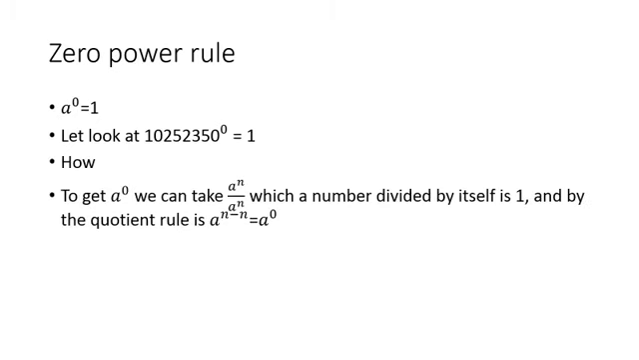Now how? This is one of those examples where knowing the rule is easier than understanding it. But to get a to the 0 power, we can take a to the power of n divided by a to the power of n. So this is just two numbers that will be the same on top and bottom, and we know that a number divided by itself will be 1. And by the quotient rule, we get a to the power of n minus n, which equals a to the power of 0.